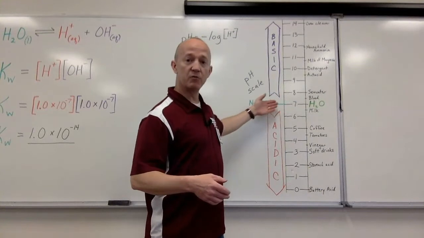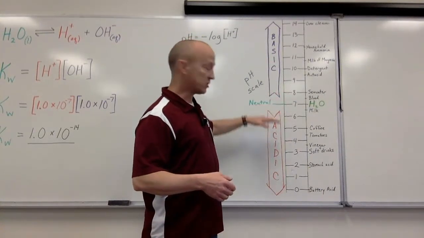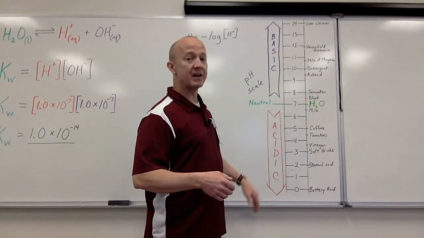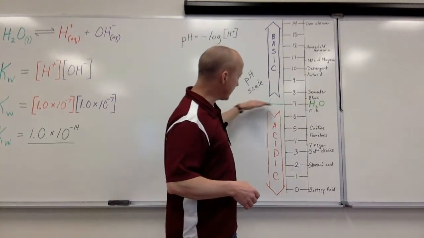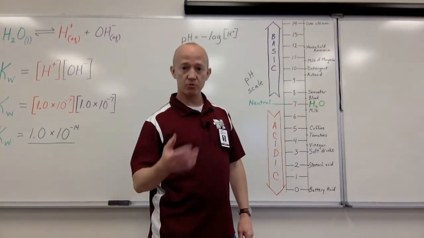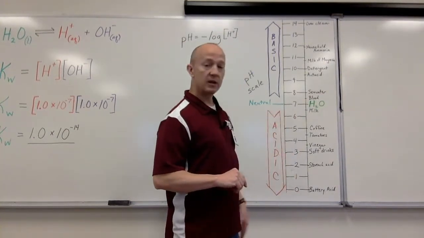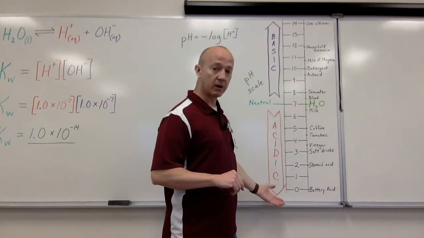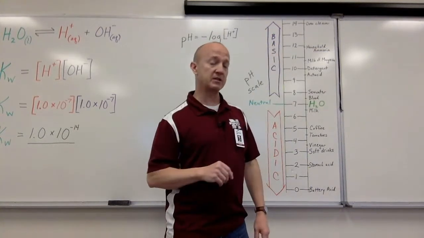That's our point of neutrality. That is neither acidic, which is from 0 to 7, nor basic, which is from 7 to 14. But right there in the middle is where pure water is. That's what we call neutral. But again, anywhere from 0 to 7 is considered to be the acidic range. And anywhere from 7 to 14 is considered the basic range.